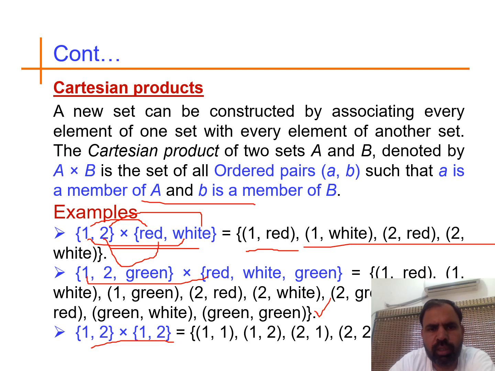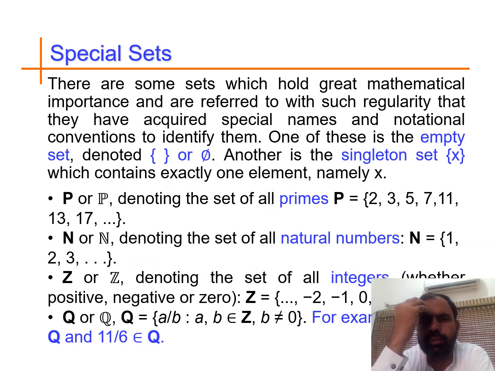Similarly, if we take the Cartesian product {1, 2} by {1, 2}, then it's (1,1), (1,2), (2,1) and (2,2).